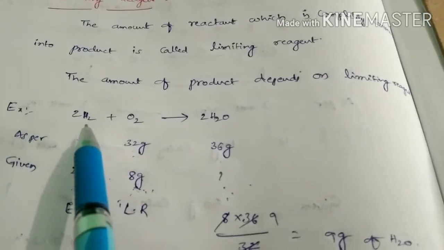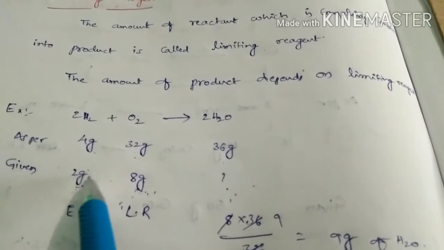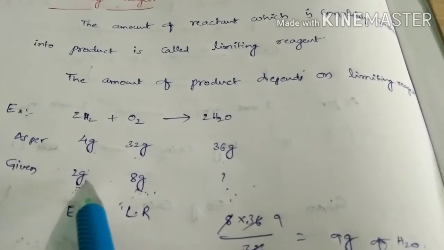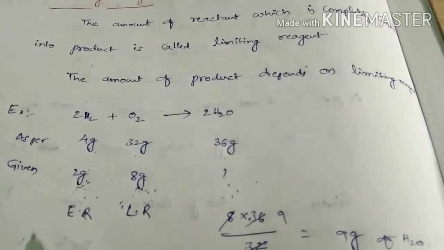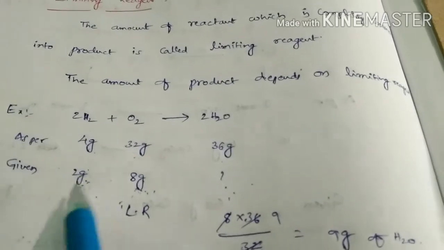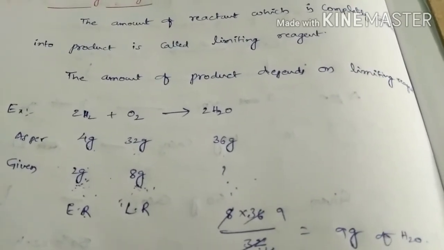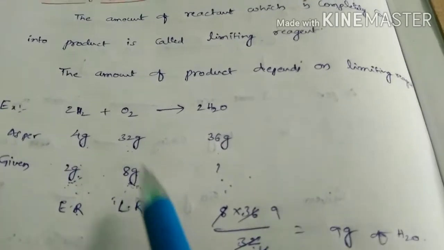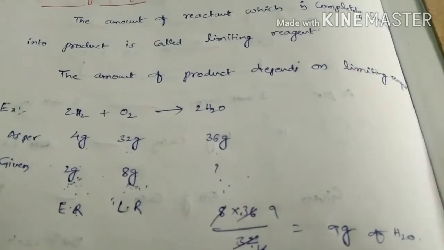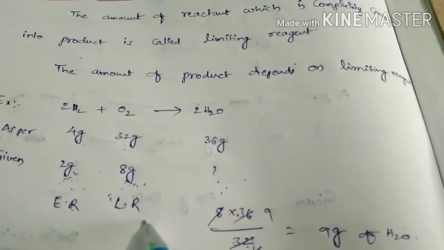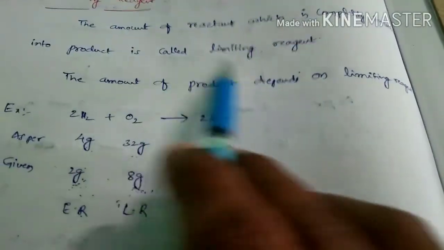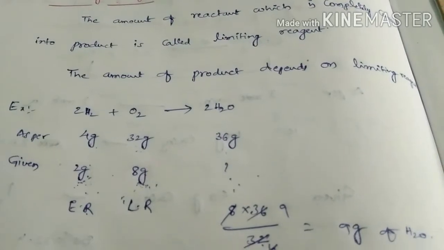That means not all of the hydrogen is reacted. Only 1 gram of hydrogen is reacted. The remaining 1 gram of hydrogen will be left, that means it will remain after completing the reaction. But in this case, 8 grams of oxygen is completely reacted. That is why it is considered the limiting reagent. What is the definition? The reactant which is completely converted into product is called the limiting reagent.